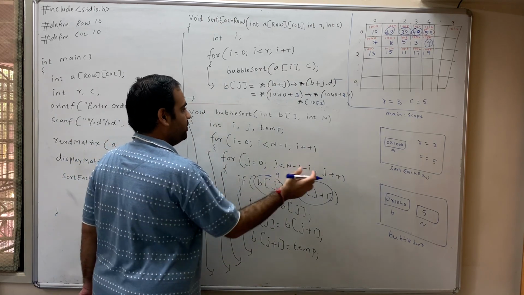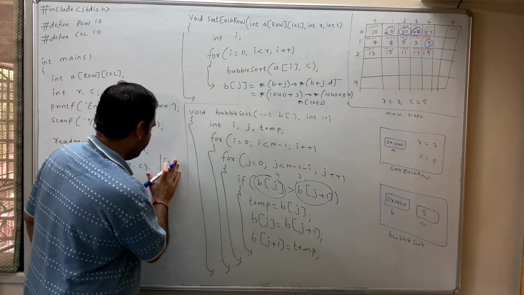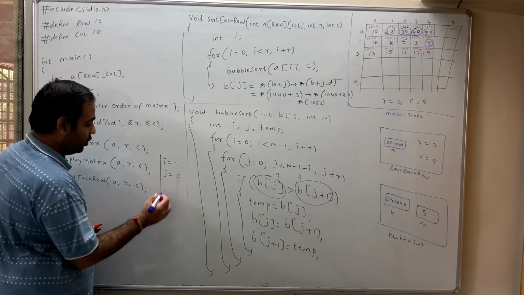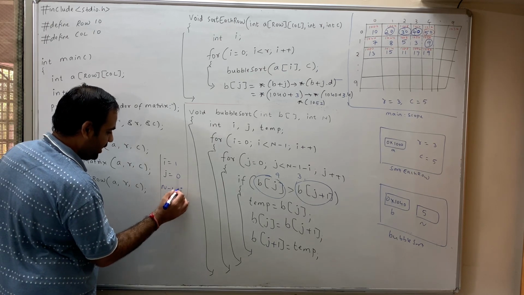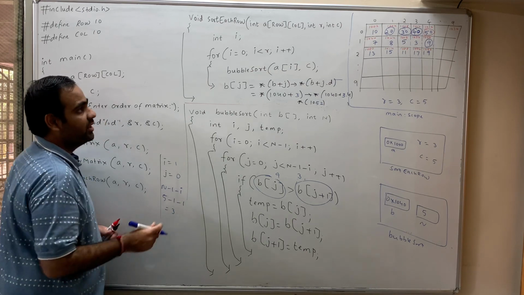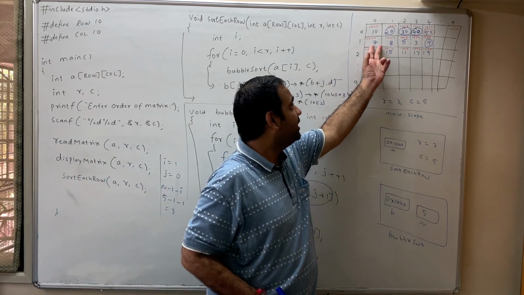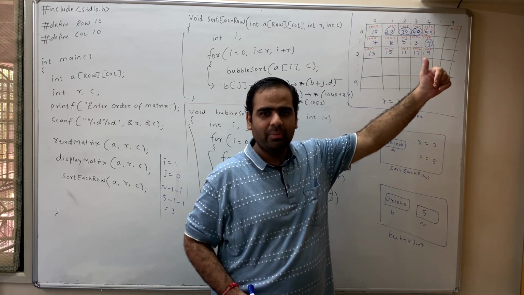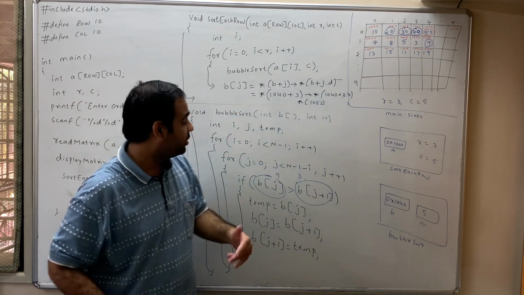Again you say j++, j becomes 4, 4 less than 4 is false, you come out of this loop, i++, and again j starts from 0. And what is n - 1 - i? n is 5, minus 1 minus 1 is nothing but 3. There are 3 pairs, we know that 7 and 8 is one pair, 8 and 5 is other pair, 5 and 3 is other pair. Please watch the bubble sort video before watching this.